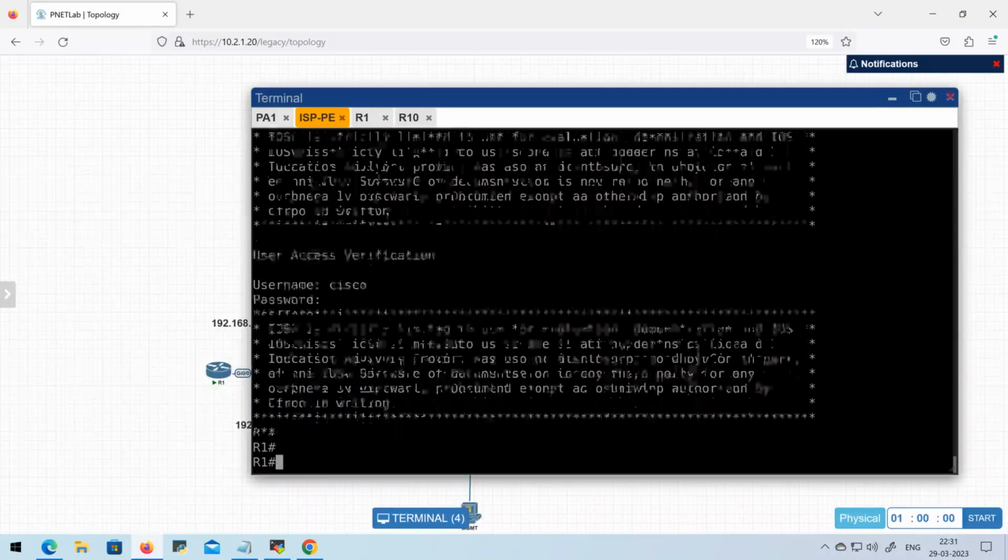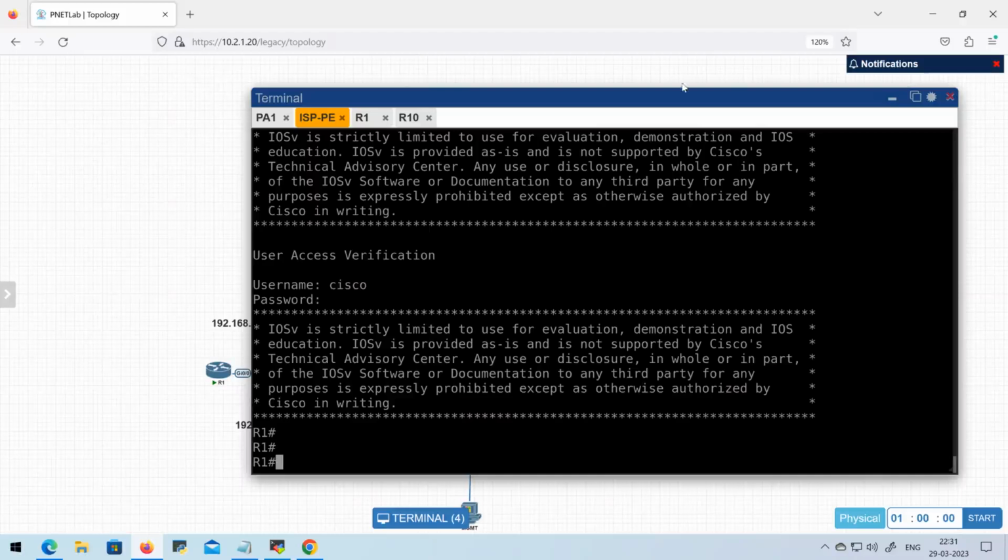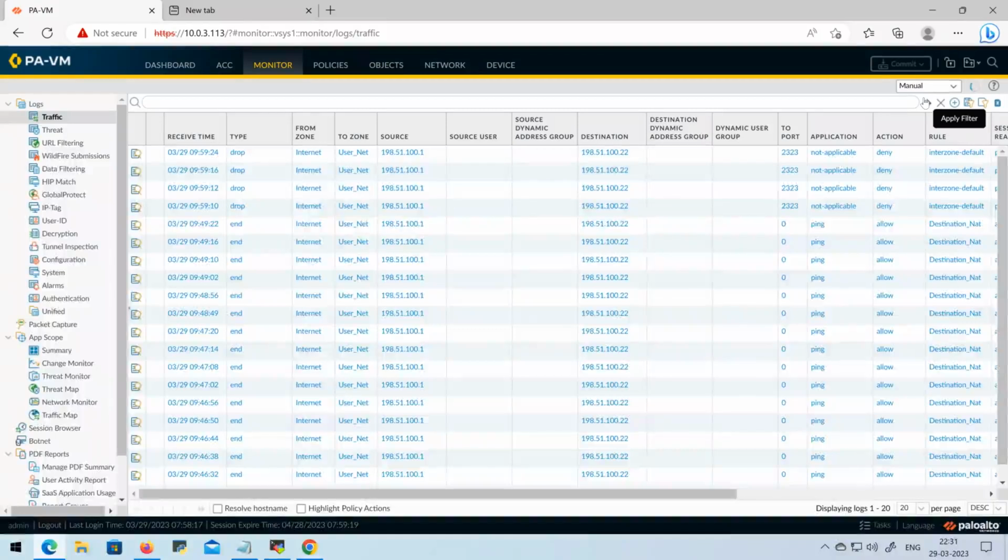Okay. We have R1. Time of truth. Let's go check the logs. In every policy we have to allow telnet only, but check the policy. Okay, why is the log not coming? Fast, I want this answer fast. We have to close the session. Why? We have enabled log at session end.